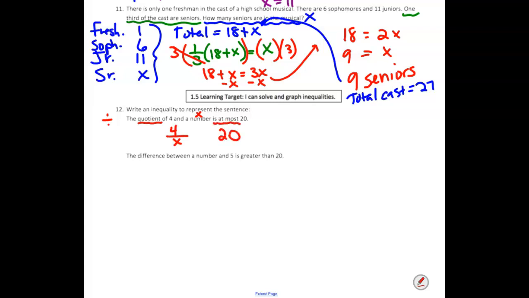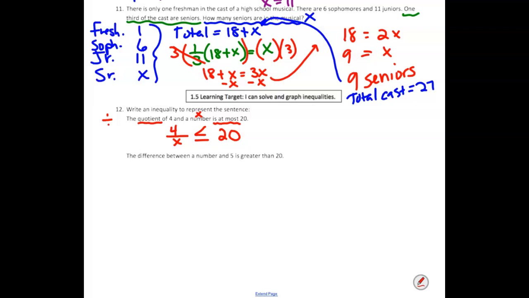So we're looking for what kind of inequality sign would mean at most. If I say I have at most $20, that means I can't go over that. I could have exactly 20, but I can't go over it. So that would say we'd need a less than or equal to. 4 divided by x has to be less than or equal to 20.